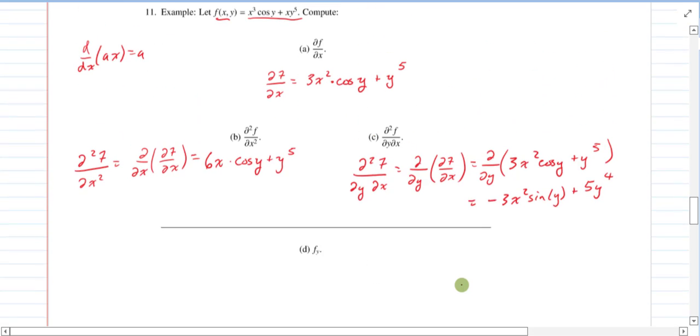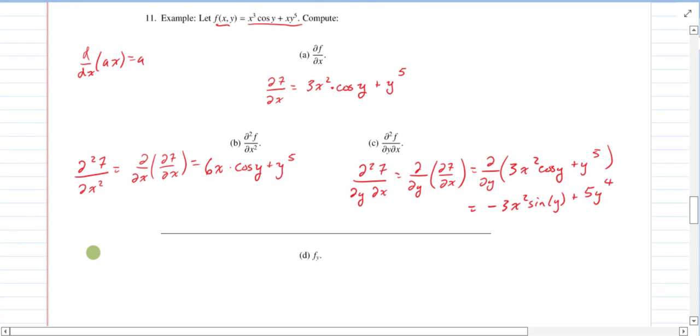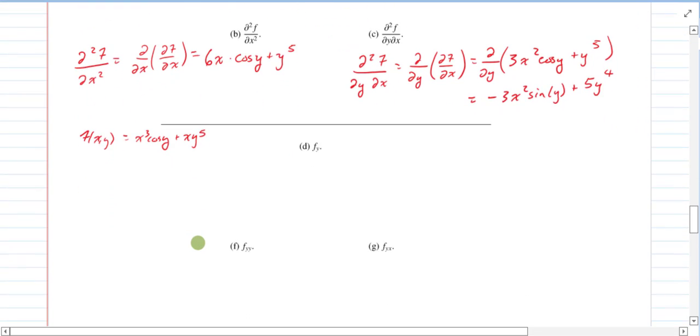So now we're returning back to the original function here. Let me just recopy it. We've got f of x, y is x cubed. And we want to take the partial derivative of this with respect to y right off the bat. So if we were to take partial f, partial y, we're going to treat all the x's in this expression as if they were constants. And so we'd get minus x cubed sine of y. And then we'd have plus 5x y to the fourth, differentiating the second term, treating the x as a constant.